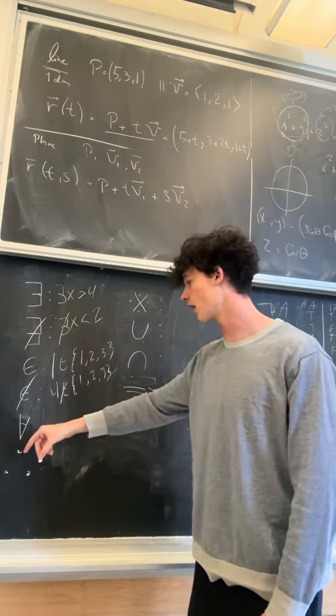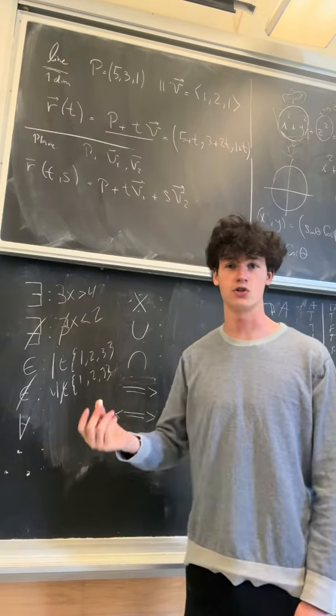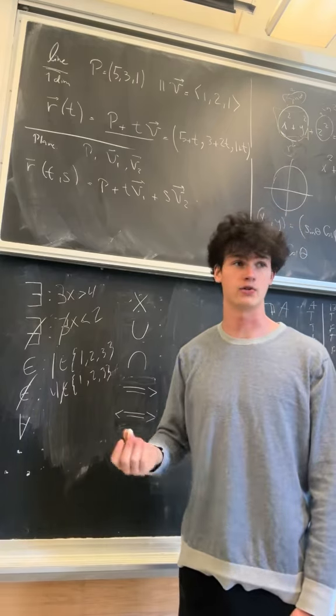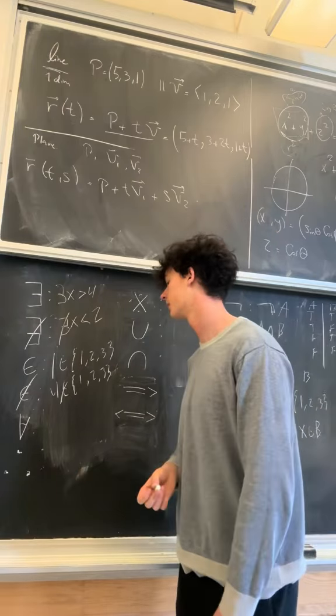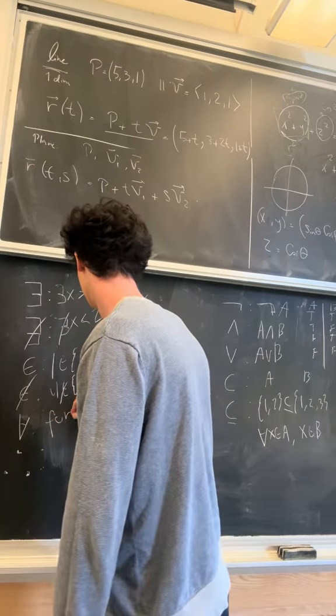This little upside down A means for all. If you want to make a large generalization, say for all something, we can say for all natural numbers, something happens. That just means for all.